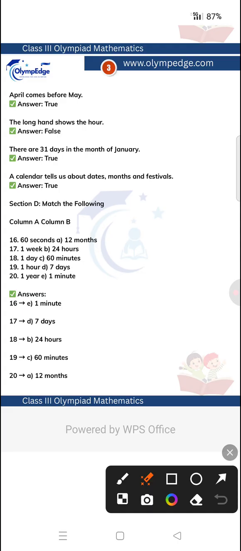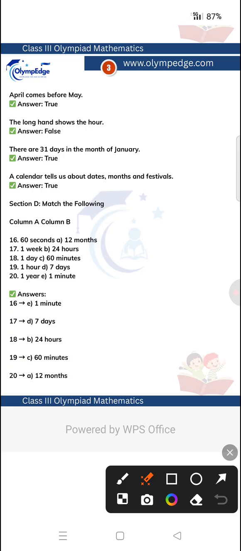Then we have the next question. The long hand shows the hour. So again, which hand shows you the hours? It is the short hand, right? The long hand shows the minutes. So this statement, the long hand shows the hour, is false. Then there are 31 days in the month of January. Yes, there are 31 days in January. Then next we have, a calendar tells us about dates, months and festivals. Yes, that is true. Then we have the matching questions.